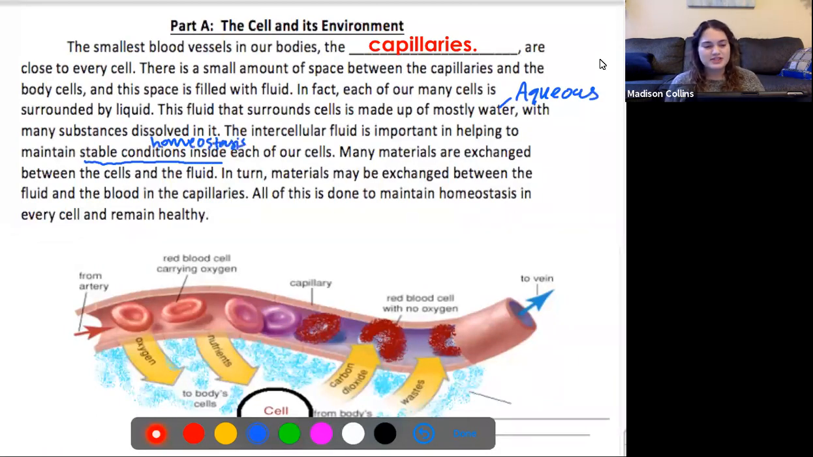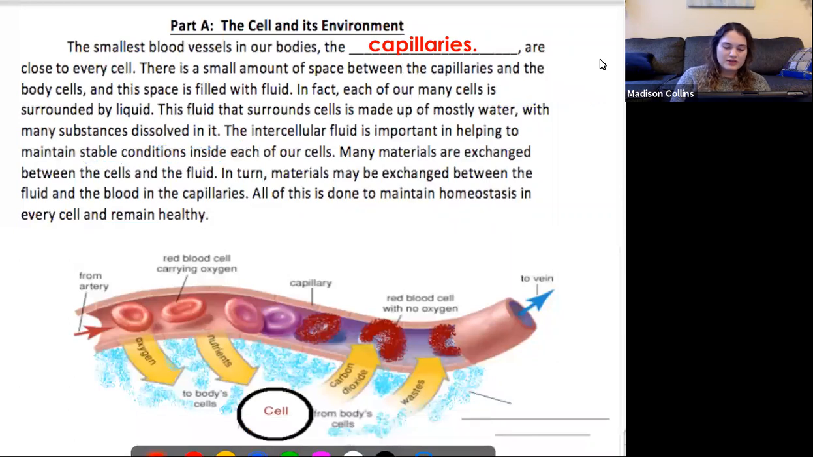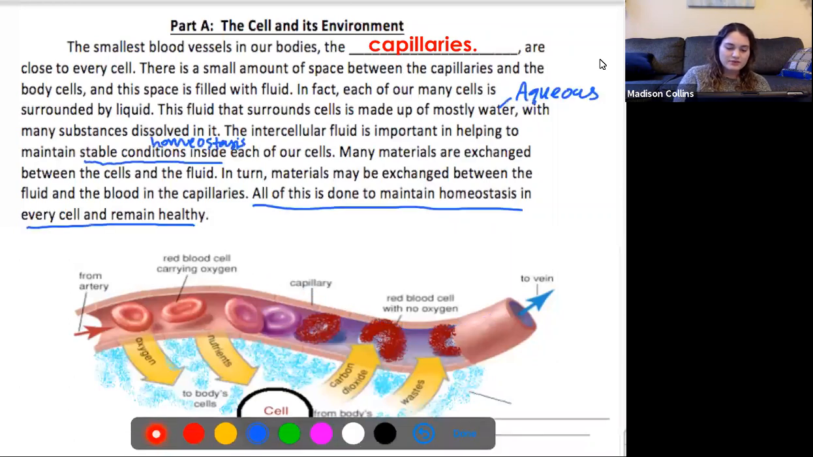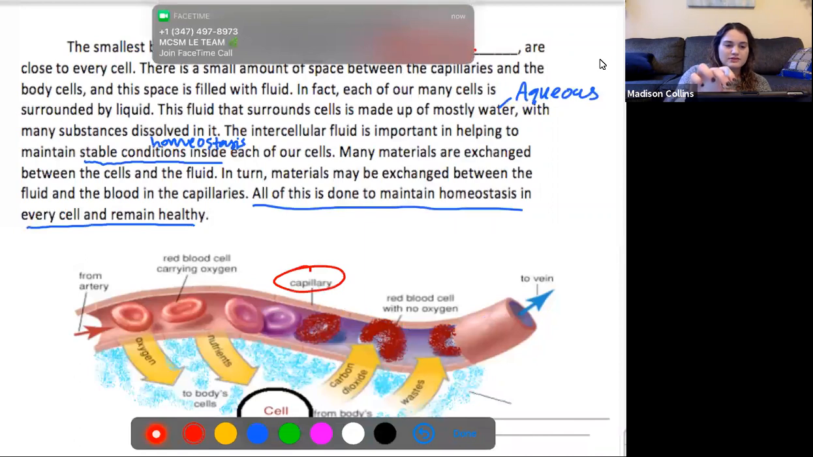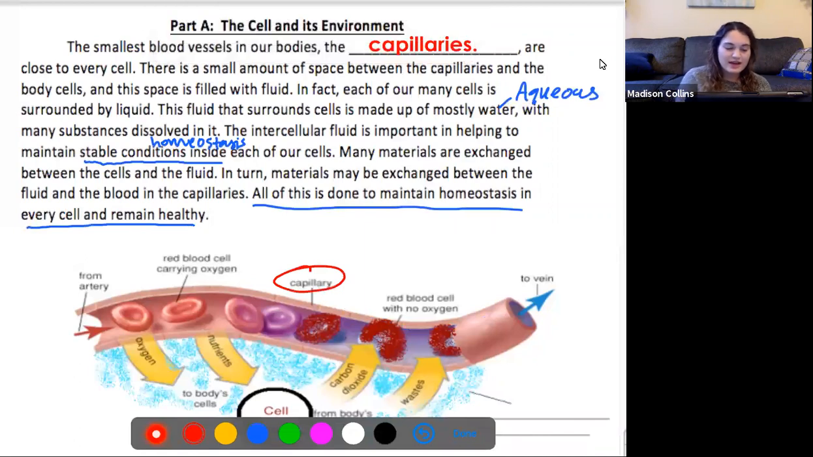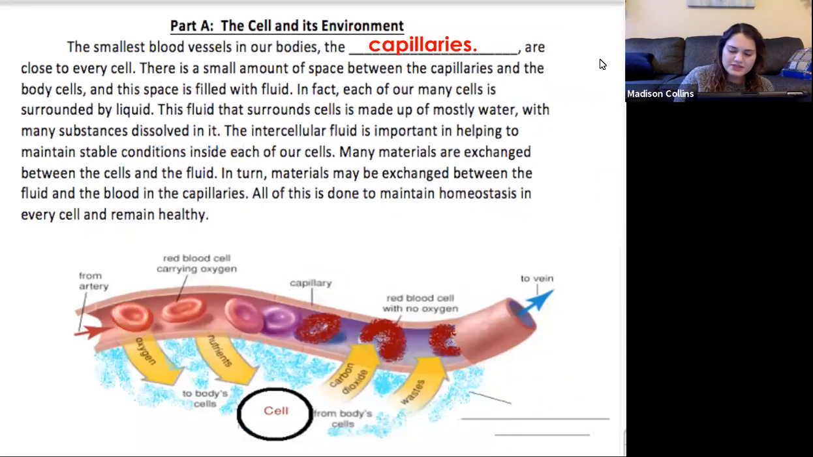Okay. Many materials are exchanged between the cells and the fluid. In turn, materials may be exchanged between the fluid and the blood in the capillaries. All of this is done to maintain homeostasis in every cell and remain healthy. So in this diagram on your paper and on my screen, you can see that this right here is our capillary. We see that capillary is labeled right here. It's carrying these red blood cells throughout that structure. Okay, and down here we see this intercellular fluid, that aqueous environment, that watery fluid surrounding the capillaries and the cells.